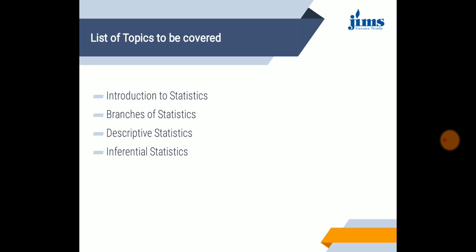Here are the topics which we are going to cover today in this lecture. First is introduction to statistics. We will discuss what is statistics, its definition, its scope, and what are the different parameters associated with statistics. Then we will talk about branches of statistics, and then we will discuss in brief what is descriptive statistics and what is inferential statistics. So covering these topics, you will be able to understand the fundamental concepts and the integrities of statistics. So class, let's start with the lecture itself.